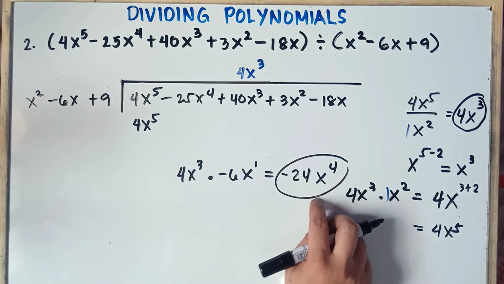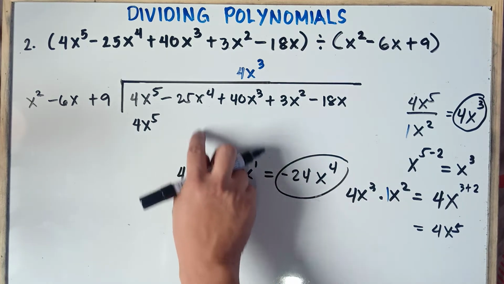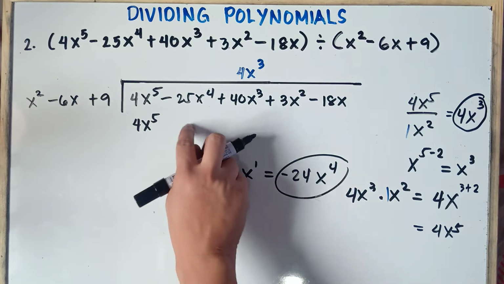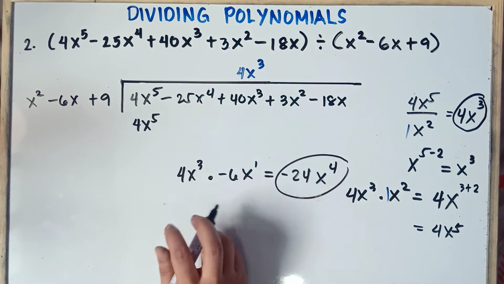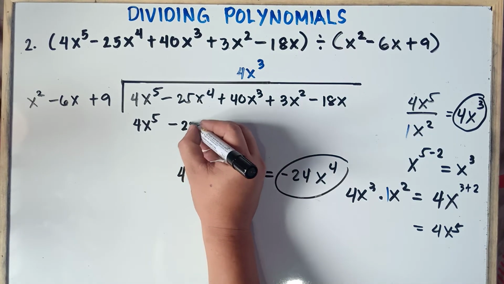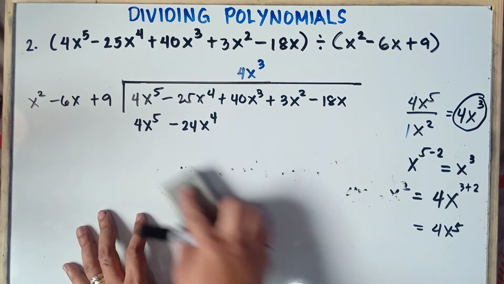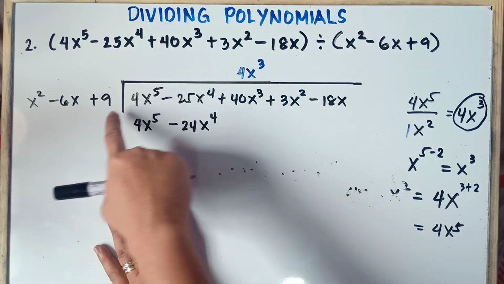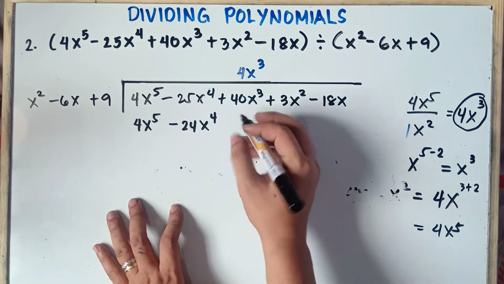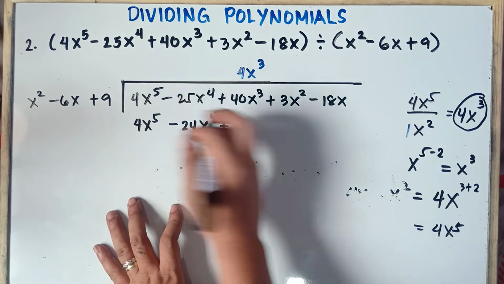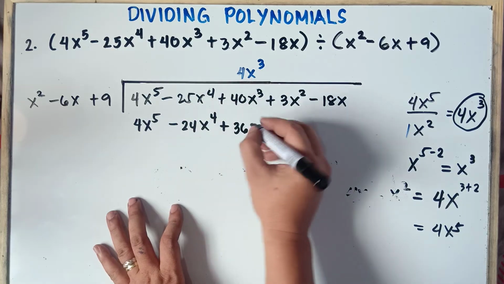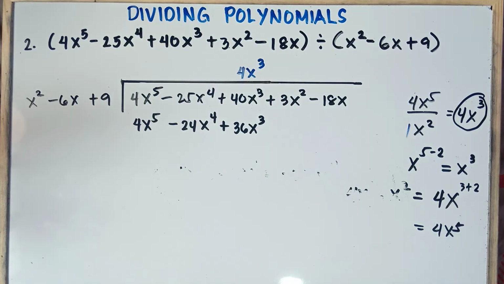So where will we align that one, class? That's correct. You align it at x raised to the power of 4. You align it here with x raised to the power of 4. So negative 24x raised to the power of 4. Alright, and then this one, 4x cubed multiplied by 9. So the answer is positive 4 times 9, that's 36. Then copy x cubed.